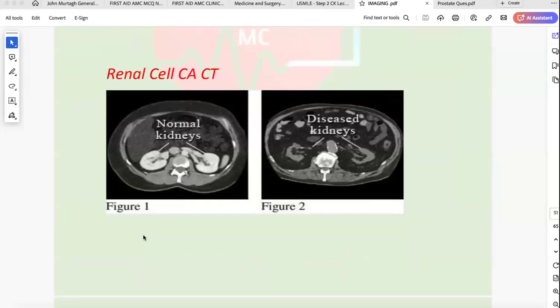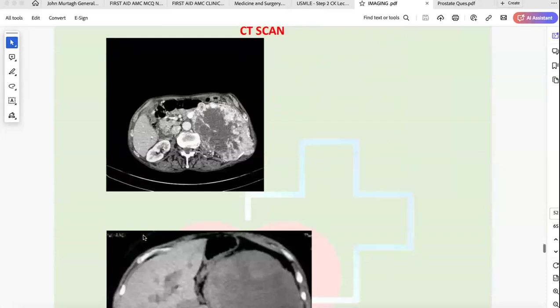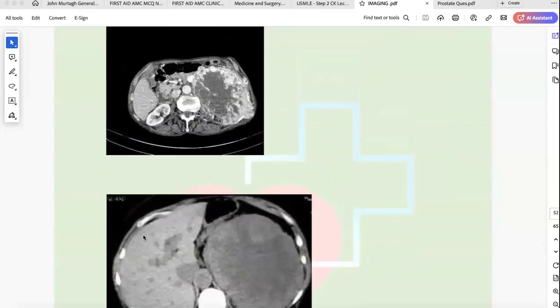Renal cell cancer. Renal cell cancer is important. So it's easy to differentiate because if you look over here, you can see that this is the right kidney. So where is the left kidney? So that's the left kidney. Okay. So this is what you can find out in a renal cell carcinoma.